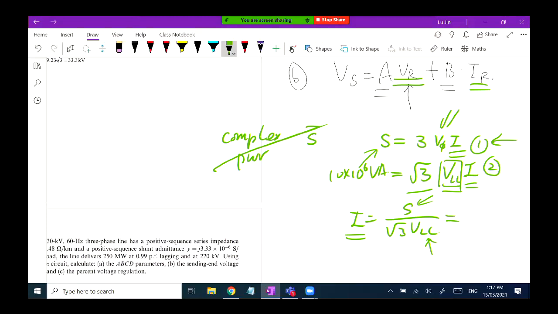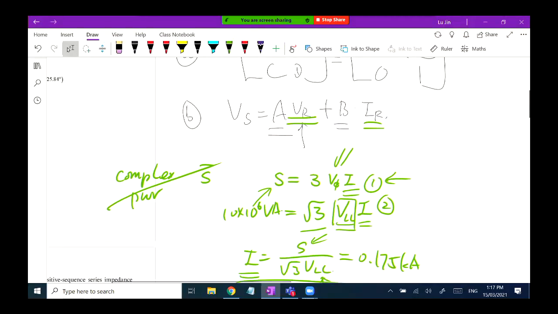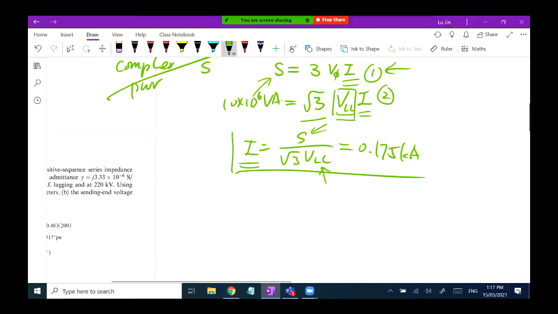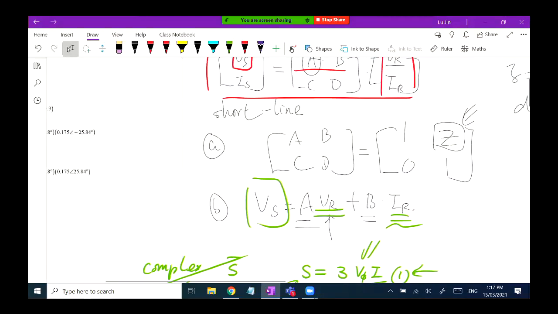So I just copy it, if you don't mind. It's 0.175. How much? I think kiloamps. Yes, that's reasonable. But as I mentioned, this is not good enough. If you want to use the ABCD model to solve VS, this current must be a vector. But so far, we just got the magnitude of the current. How can we determine the angle of it? What's the angle of IR, the receiving side current? Do we have any information available to determine that?